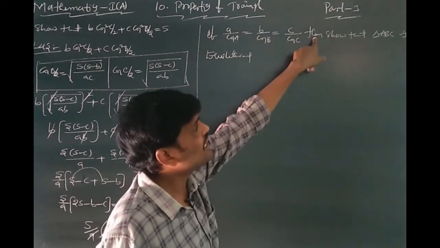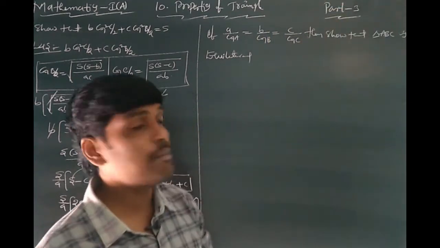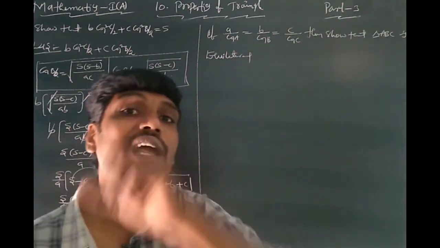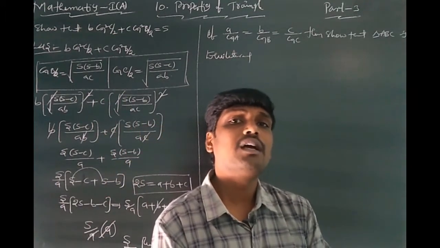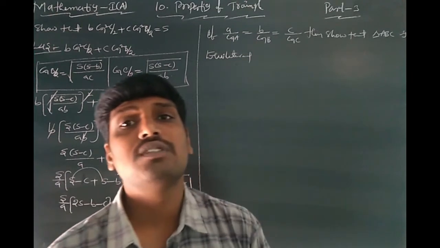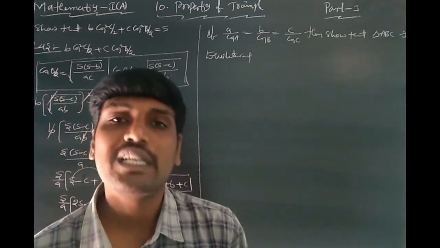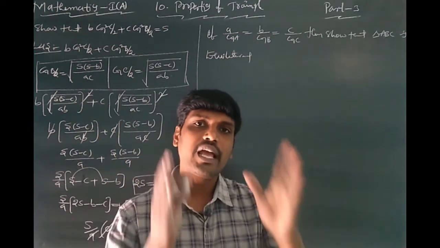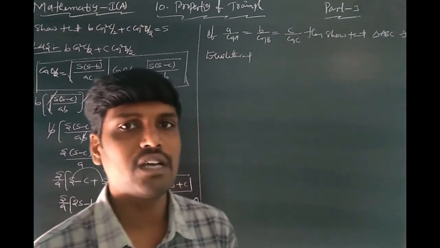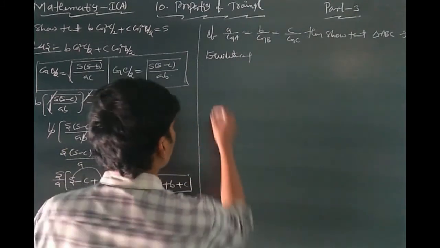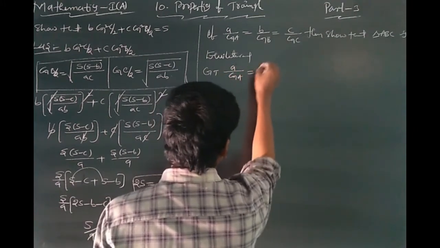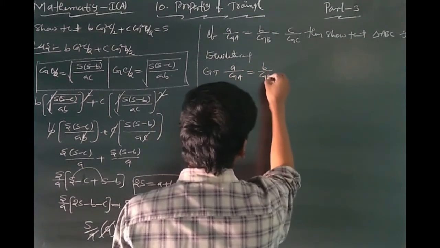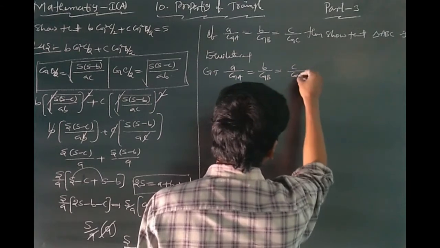Next problem. If a by cos A is equal to b by cos B is equal to c by cos C, then show that triangle ABC is equilateral triangle. What is the meaning of equilateral? Equilateral triangle is nothing but the 3 angles are equal to 60 degrees. If any triangle's angles are equal or sides are equal, that is called equilateral triangle. First of all, what is given? Given that a by cos A is equal to b by cos B is equal to c by cos C.